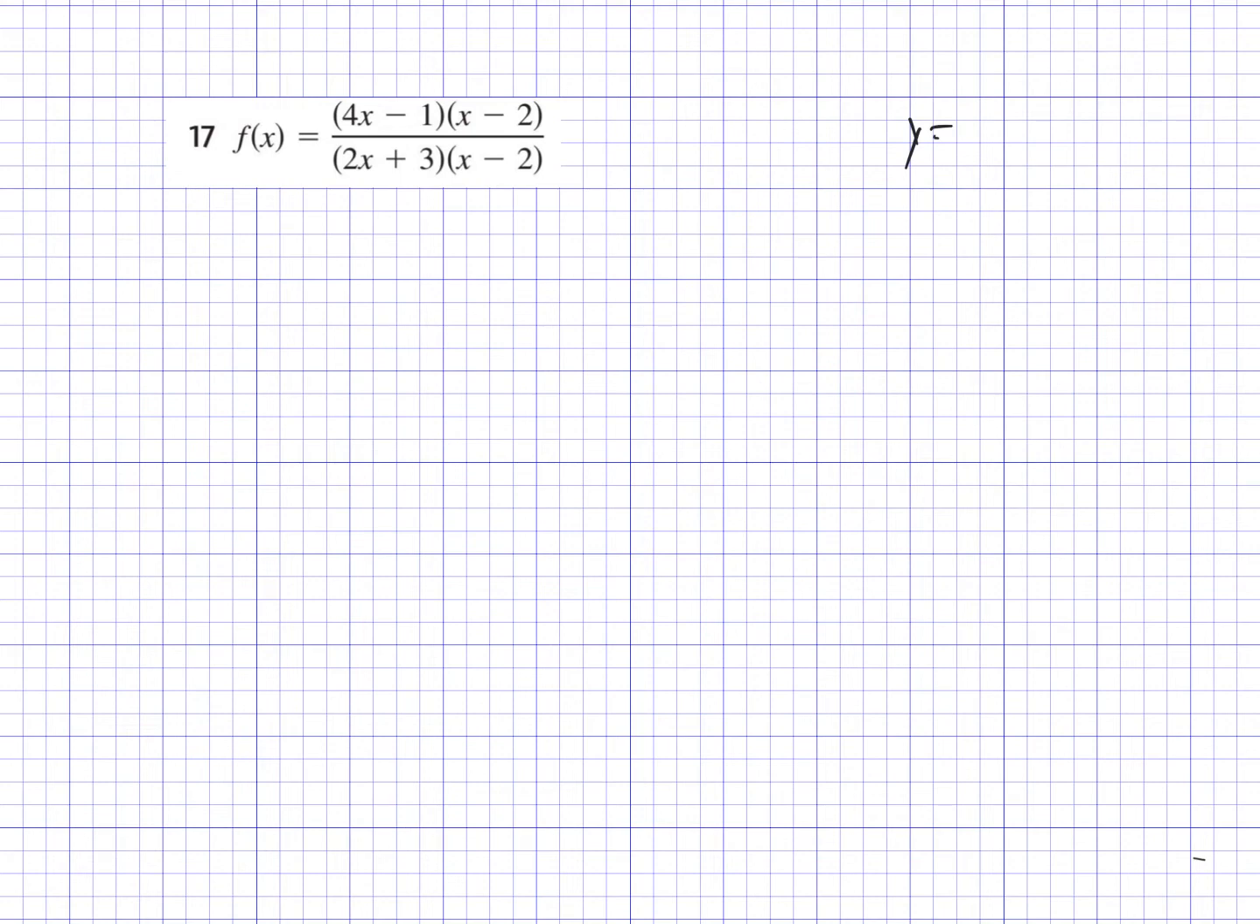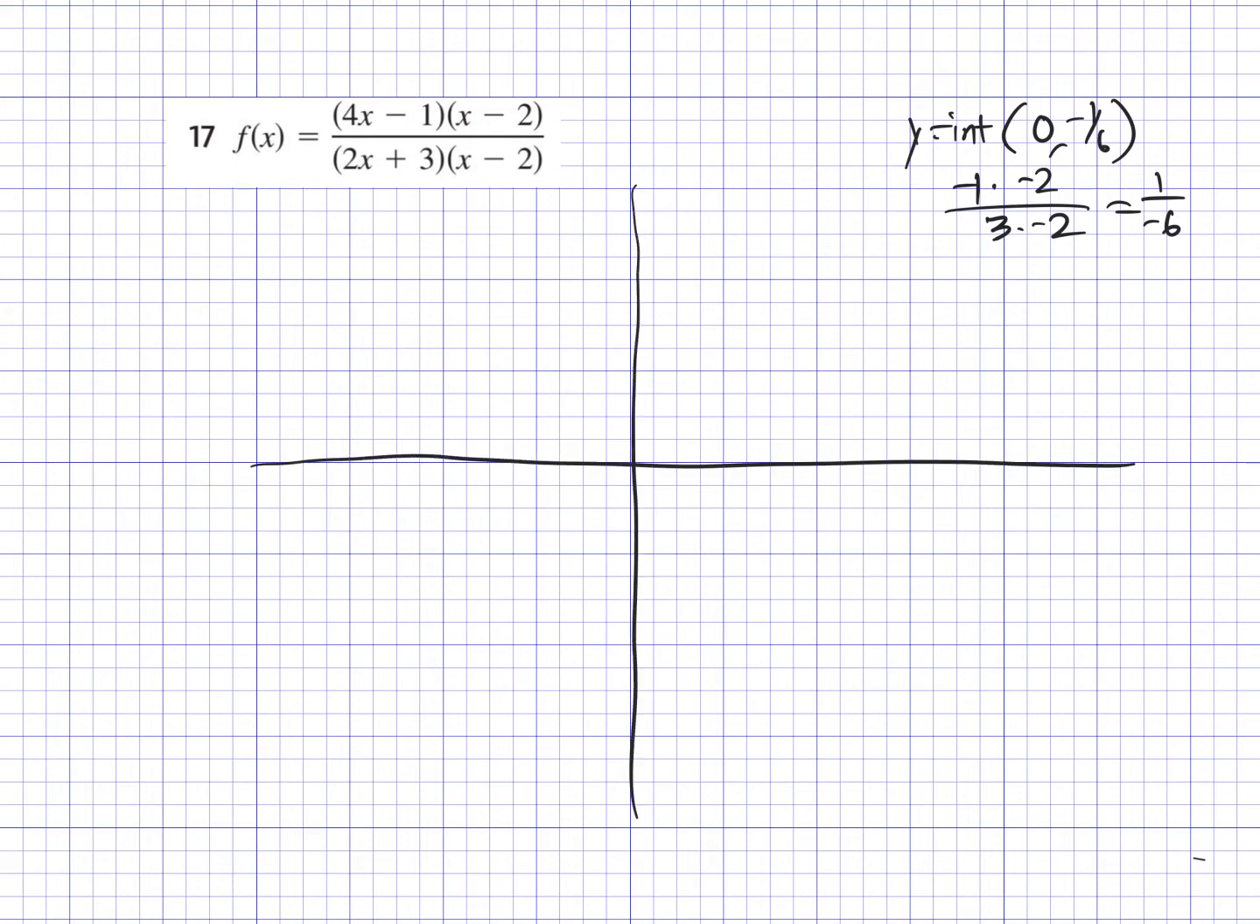The y-intercept is when x is 0. Plug zeros in for all of that. We get negative 1 times negative 2, 3 times a negative 2. So negative 1/6. All right, so let's start plotting everything. Y is negative 1/6.